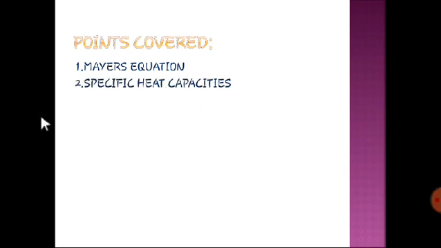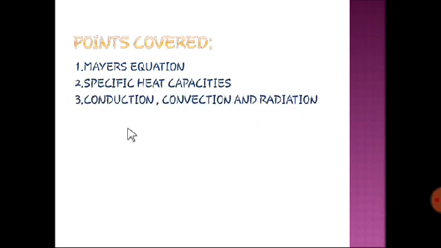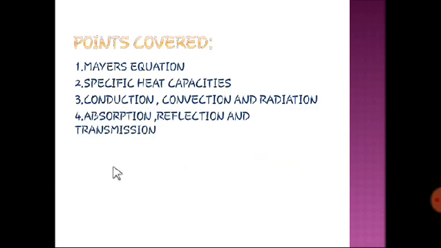So what we have covered today, we have seen Mayer's equation, which is Cp minus Cv is equal to R, and the modified one is Cp minus Cv is equal to R upon J. Then we have seen specific heat capacities Cp and Cv in case of monoatomic, diatomic, and also polyatomic. Next, we have seen conduction, convection, and radiation, and the difference between them. And absorption, reflection, and transmission, and even the relation between the three of them, and the coefficient of each of them. So this is all we have learned today.